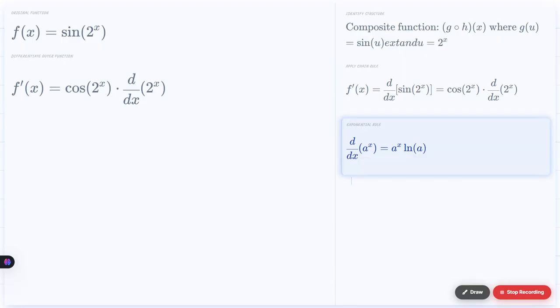We look at the rule for a number to the power of x. We do this to know how to find the derivative of the inner part. The rule says the derivative of a to the power of x is a to the power of x times the natural log of a.